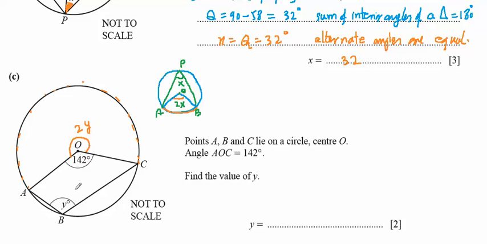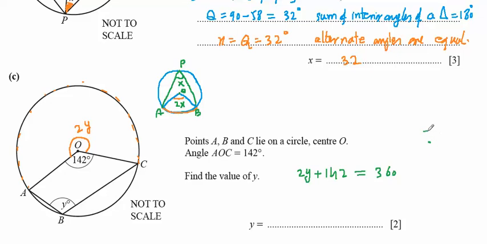Okay, so this is the property. Now we know that the sum of the angles around a point is always equal to 360. So there are only two angles subtended at this point, one is 140 and one is 2y. So 2y plus 142 will be equal to 360.